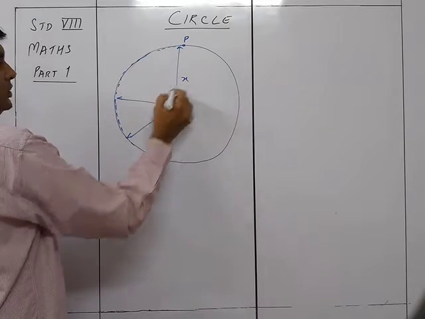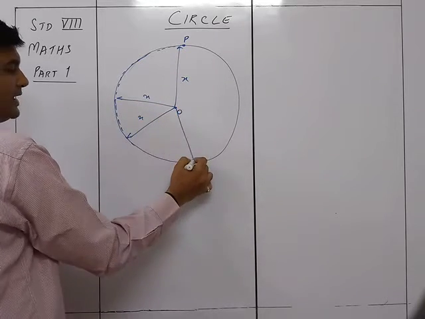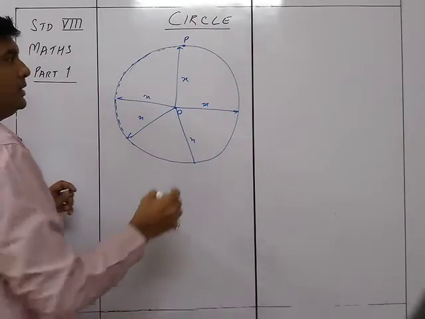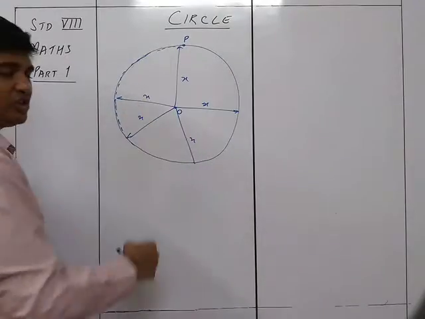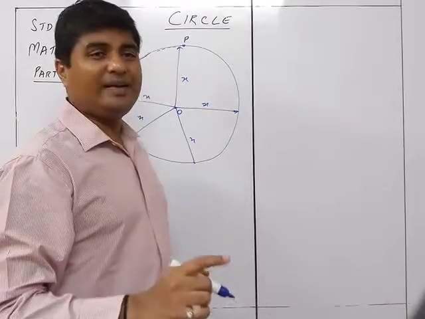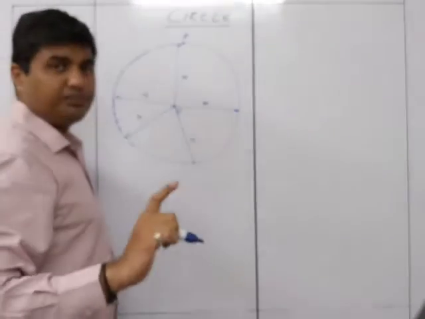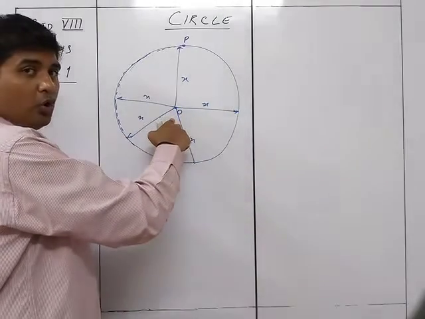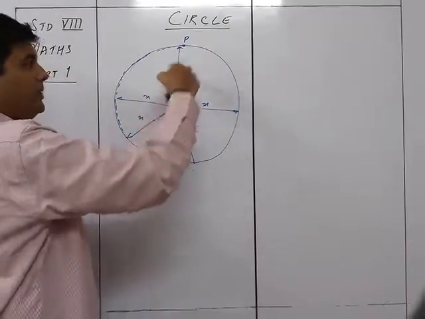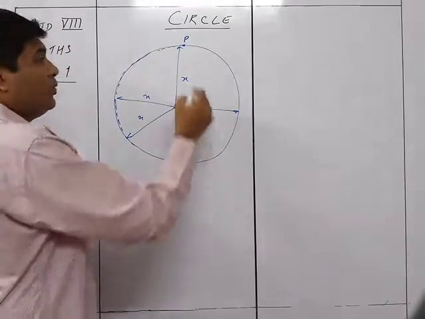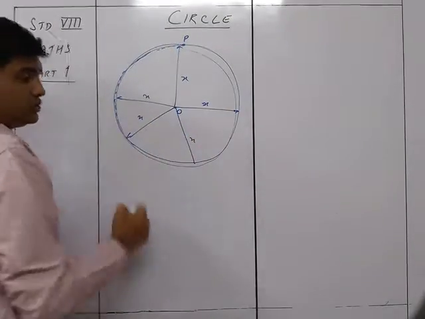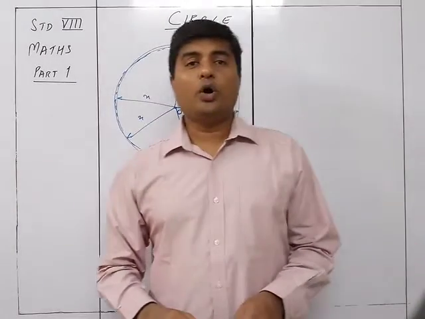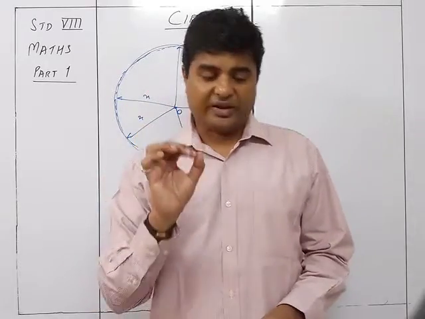If this distance is x, then this is also x, this is also x, the distance from here to here is also x, and from here to here is also x. So accordingly you will find that this point P is traveling in such a way that it is always equidistant from a given fixed point. If this point P is moving around this point O such that the distance between O and P always remains the same, then what is formed is a circle. So a circle is a closed figure which has its points always equidistant from a given fixed point.